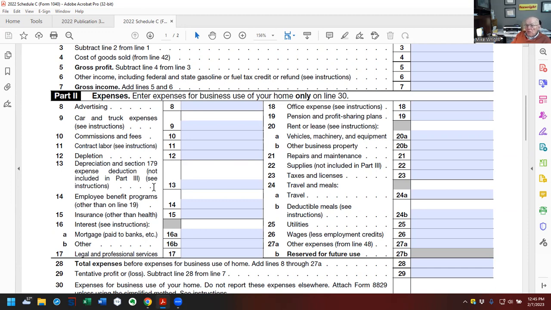Legal and professional services. And of course, the question is often, is accounting legal? Or is accounting professional services? Is tax preparation professional services? What about tax preparation?